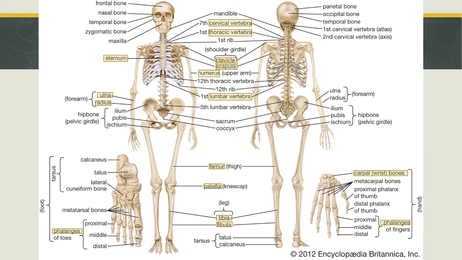S-T-A-P-E-S, the stapes. It's one of the bones in your inner ear that helps transmit the vibrations that hit your eardrum and turns them into signals that get sent to your brain. Yeah, the stapes in your inner ear.